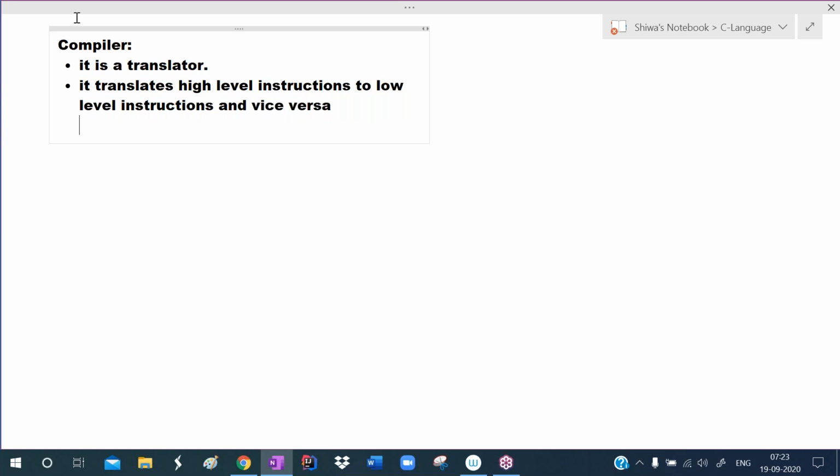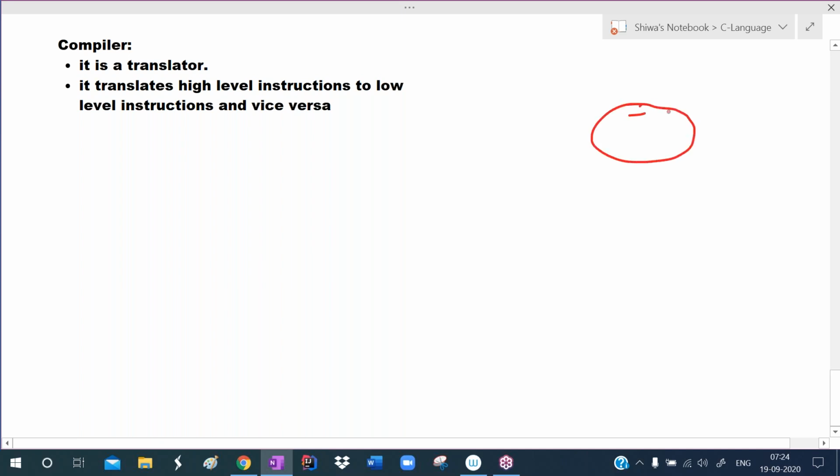See here, for example, we are writing a C program. Just try to understand. Even if you don't have programming knowledge, no problem at all. This is a very basic thing. For example, I'm writing one C program. A program is a set of instructions. I'm writing the instructions now: first instruction, second instruction, third instruction. Like this, I'm writing some instructions here.